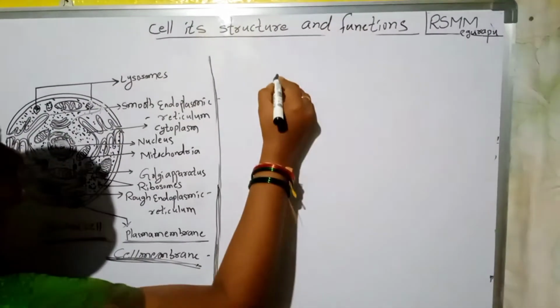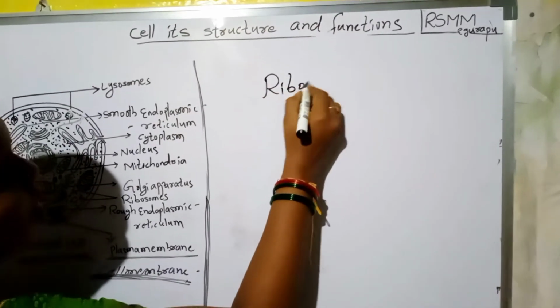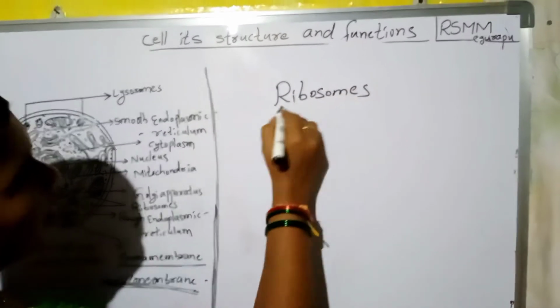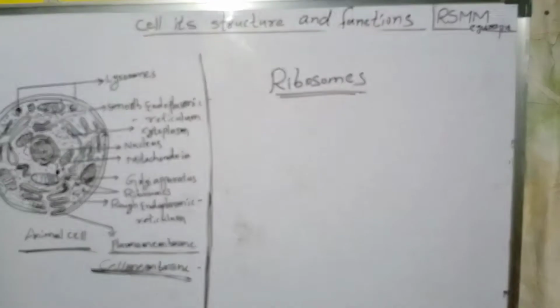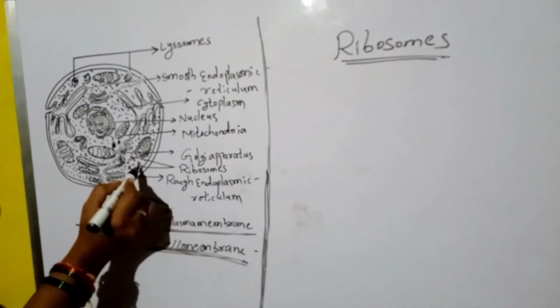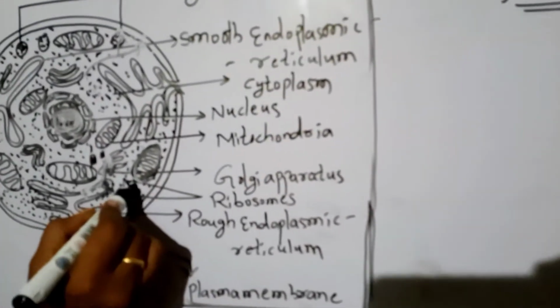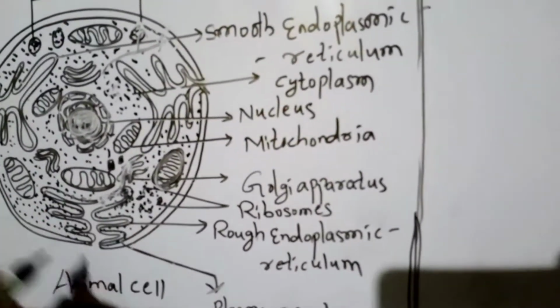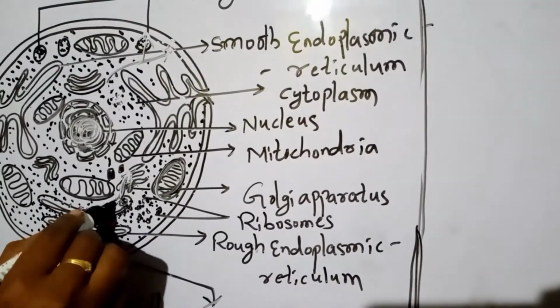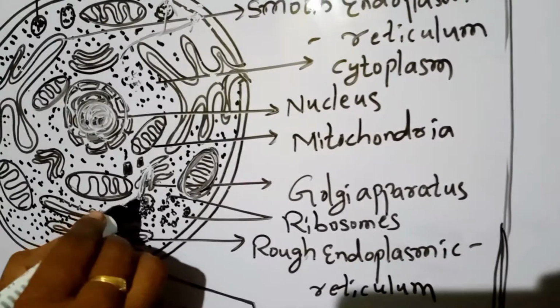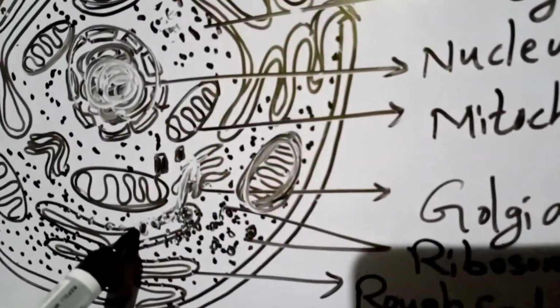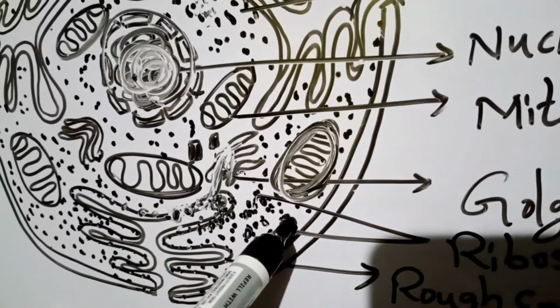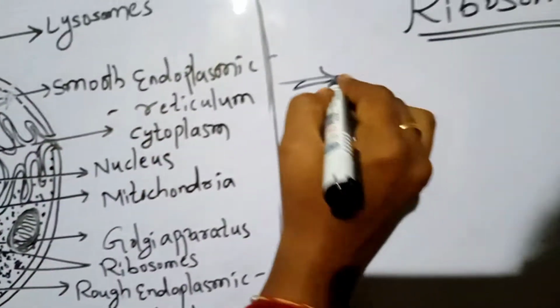Let us discuss ribosomes in a cell. Let's observe here. These are ribosomes. Here we are observing 3 ribosomes in a cell. Here we are observing ribosomes attached to the endoplasmic reticulum, and free ribosomes.